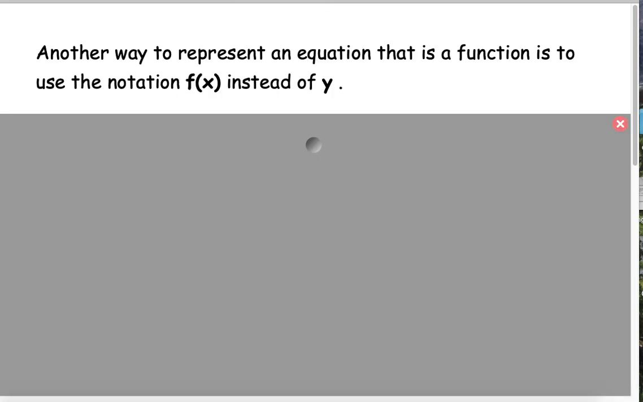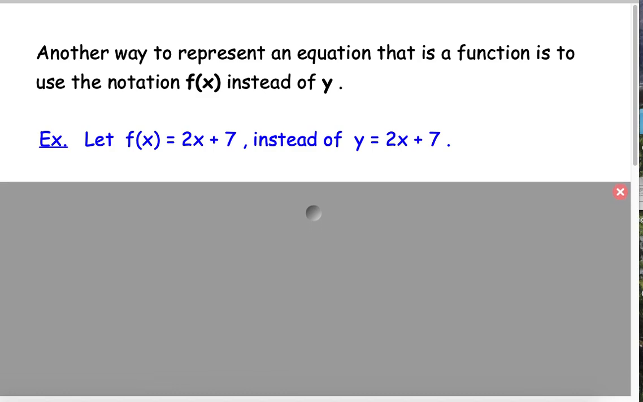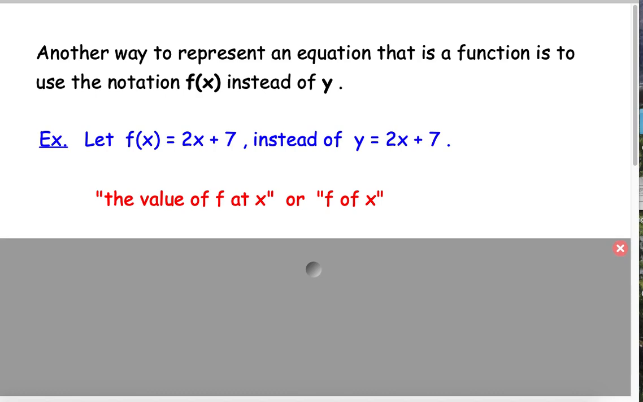All right, let's look at one more idea. Another way we can represent an equation that is a function is to use the notation f of x. I introduced that in the first example on the last page, instead of using y. So if I say that f of x is equal to 2x plus 7, that's the same thing as y equal 2x plus 7. And if I asked you to graph it, you would just graph the line with a slope of 2 and a y-intercept of positive 7.